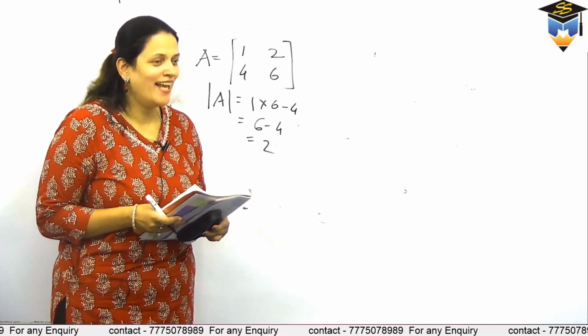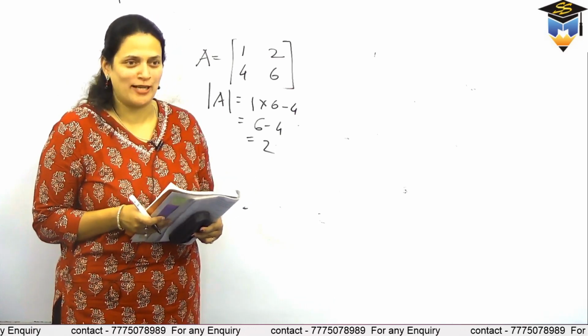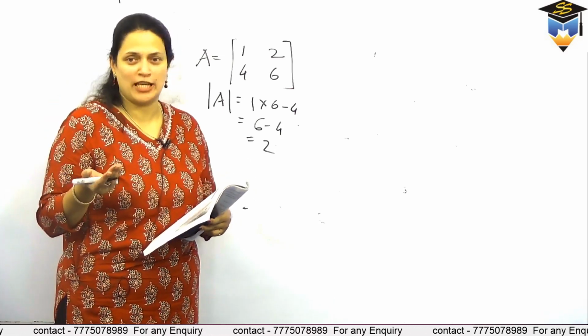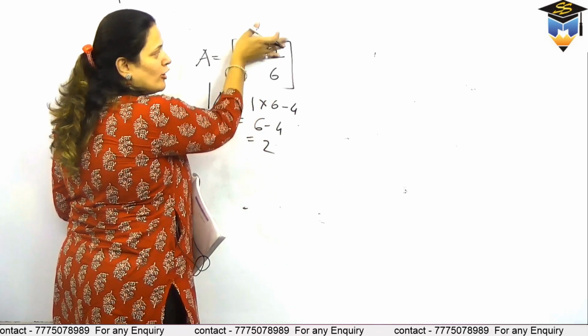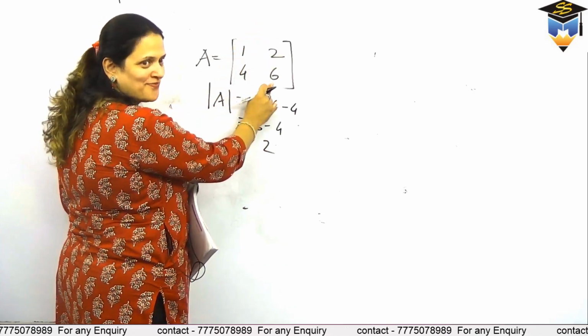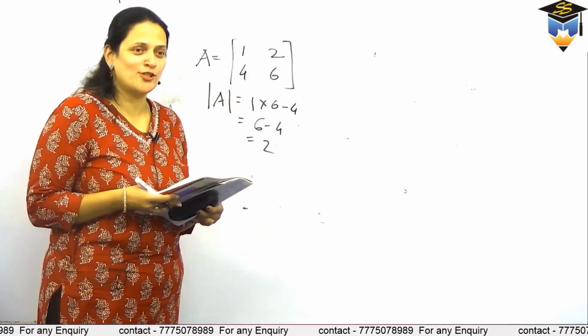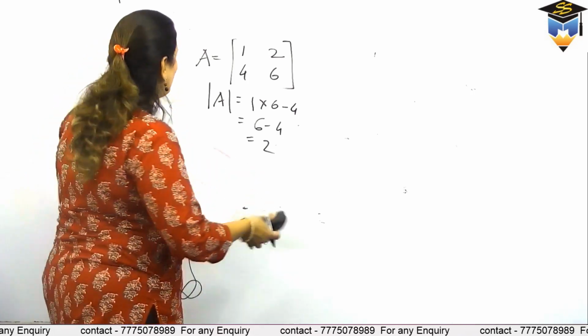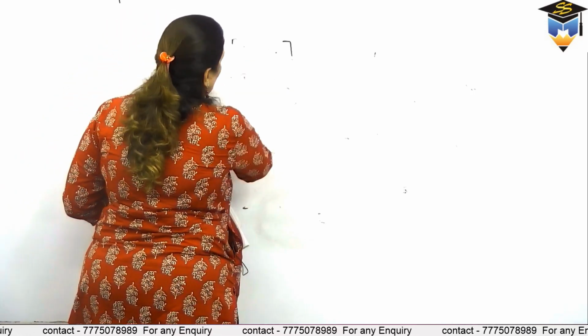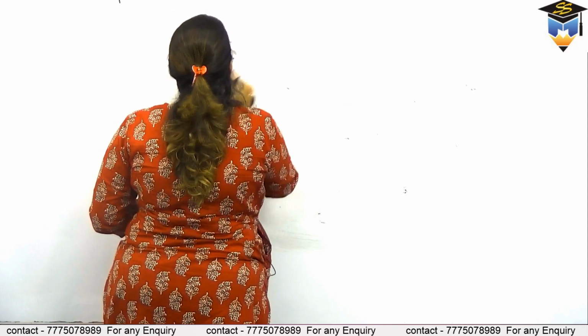Is it easy? I think it is easier for a 2 by 2 matrix, isn't it? Because there is no multiplication. You just have to skip that particular column and row and just take the value. Yes? Understood? Okay, alright.